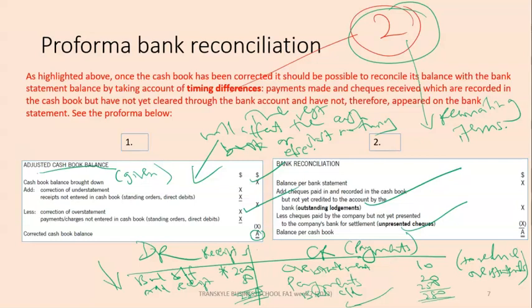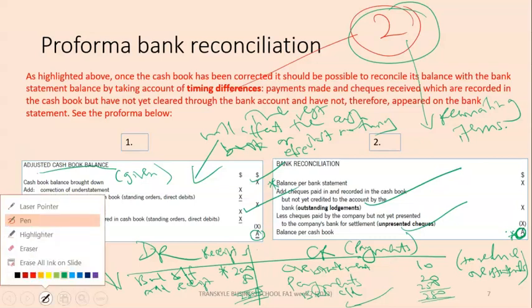So remember, we are having balance per bank statement, this one, and balance per cash book. So your adjusted balance should appear here. This one, this A. That's the adjusted balance. But now, after we do that, let us now talk about the bank reconciliation itself. Let me change the pens.